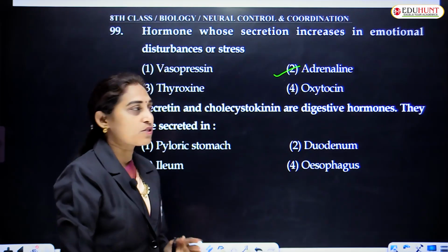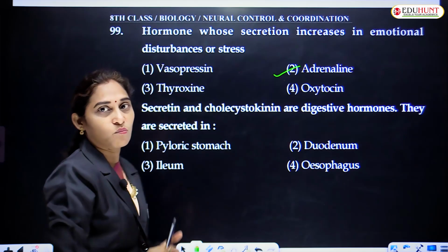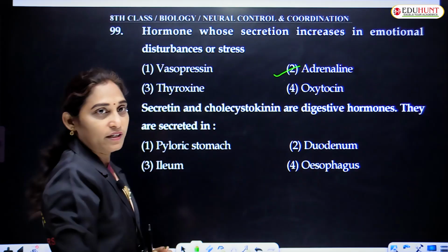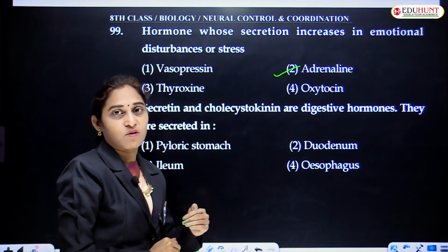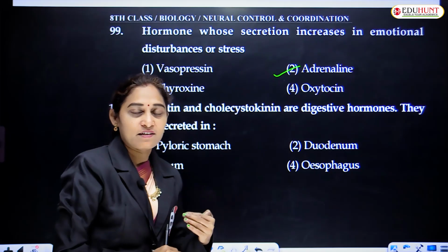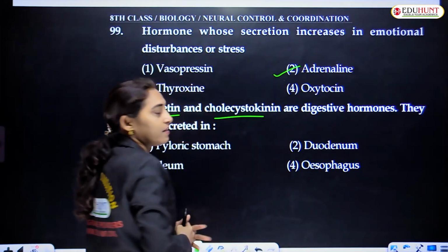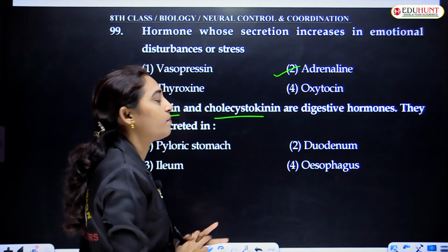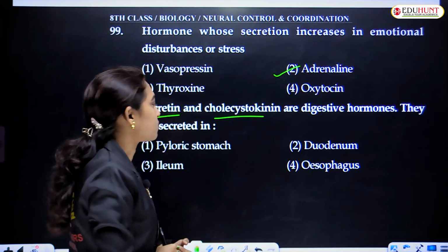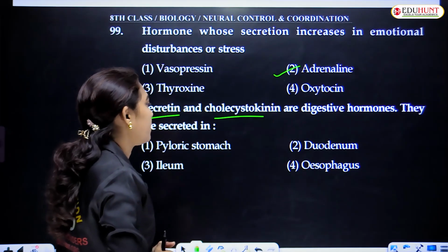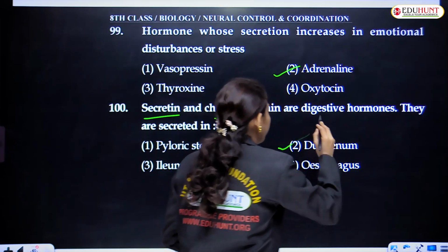Secretin and cholecystokinin are digestive hormones. Actually, in digestive juices we find digestive enzymes, but here secretin and cholecystokinin, and even enterocrinin, are digestive hormones. They are secreted in the duodenum.